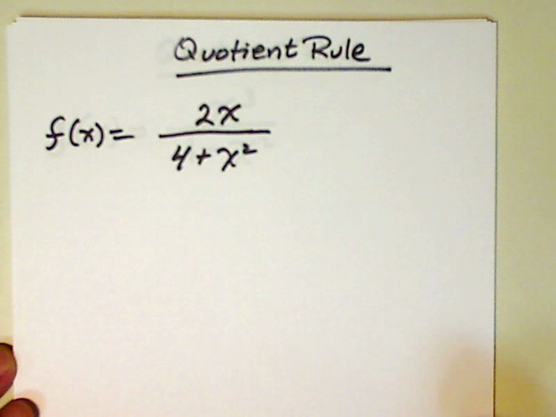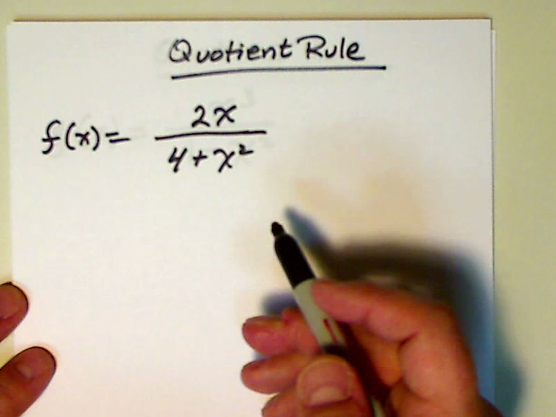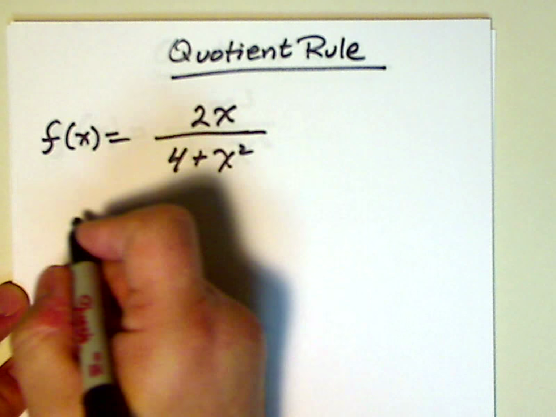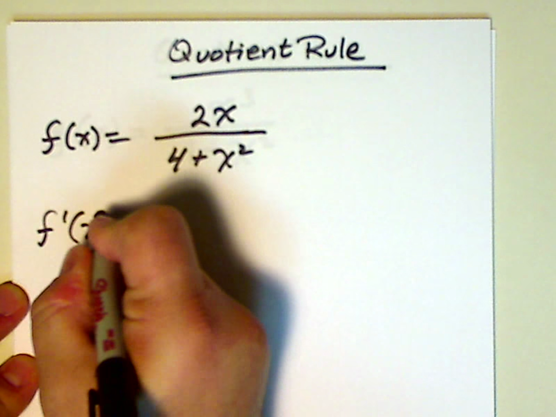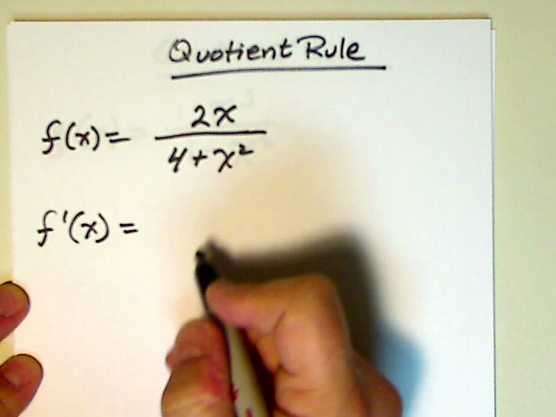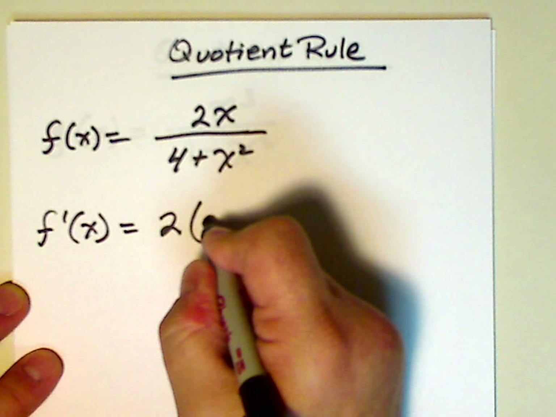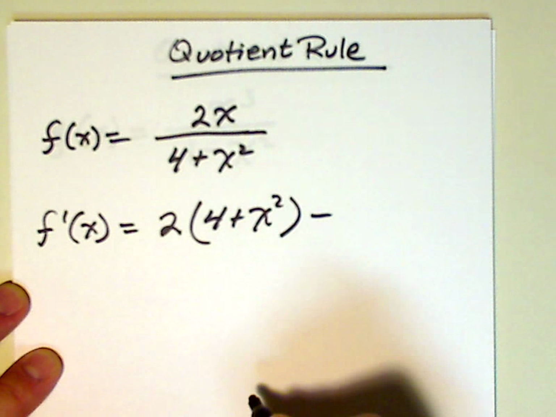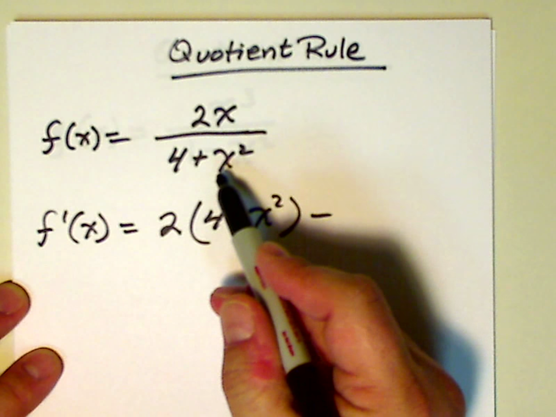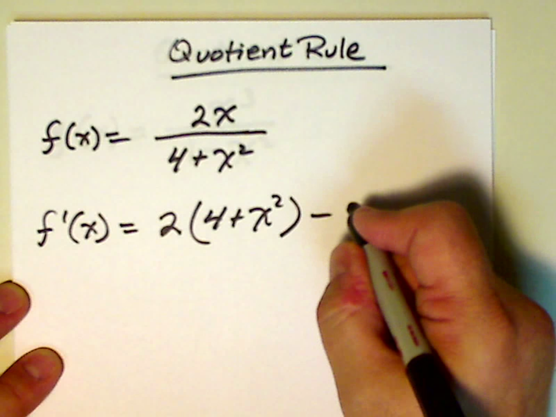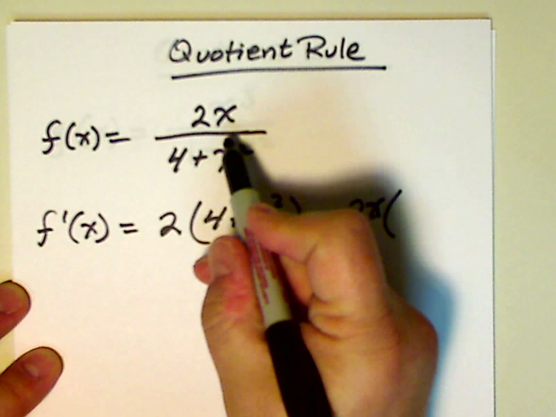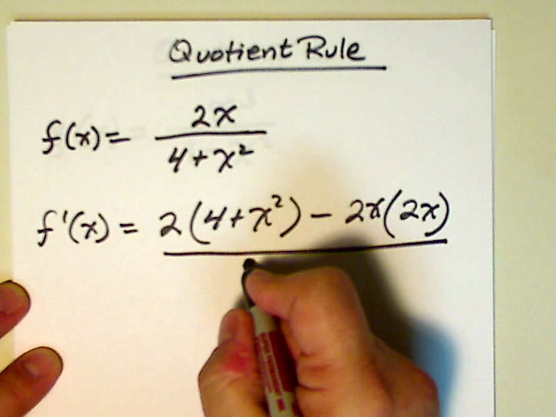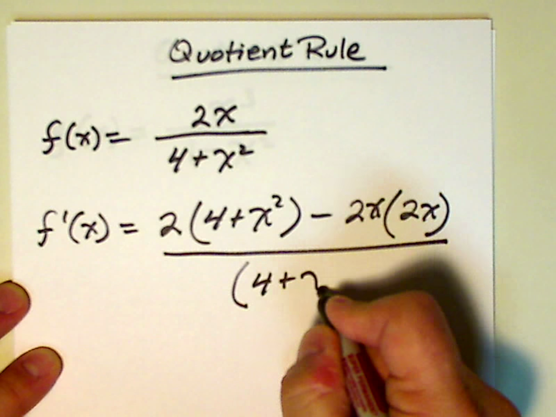Let's take a look at another problem. F of x equals 2x divided by 4 plus x squared. And let's differentiate this one. So f prime x, well, we're taking the derivative of the numerator, which is 2, times the denominator, 4 plus x squared. And we're going to subtract off the derivative of the denominator, which is 2x, times the numerator, which is 2x. And we'll divide this whole thing by the denominator squared.